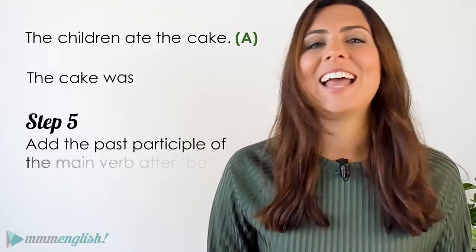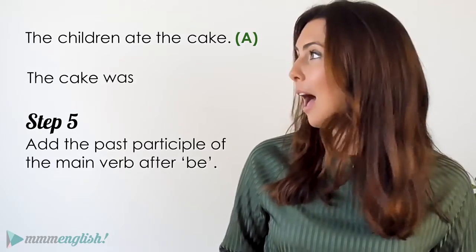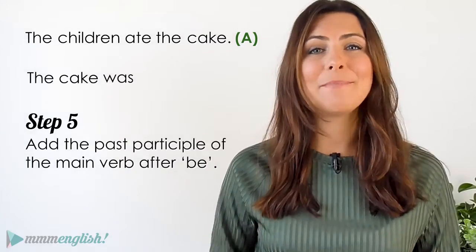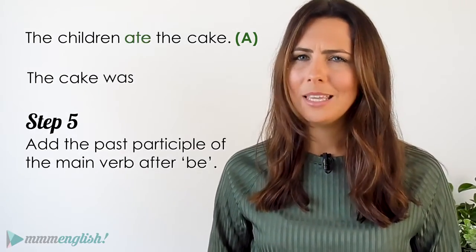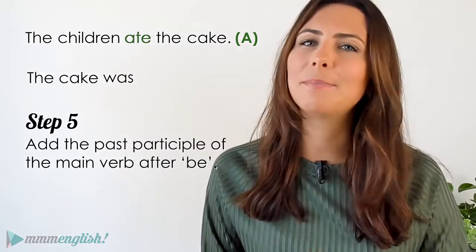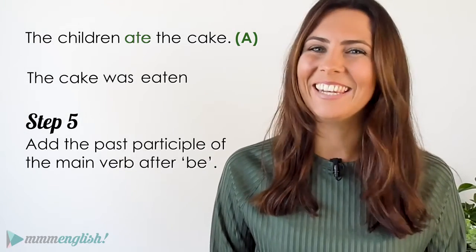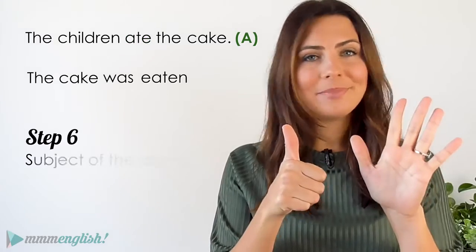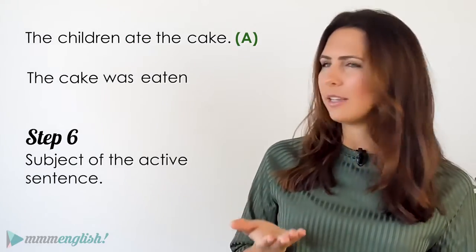Step 5, add the past participle of the main verb after be. So looking back at the active sentence, the main verb is eat, though it's in past simple form. But can you think of the past participle of eat? Eaten, right.